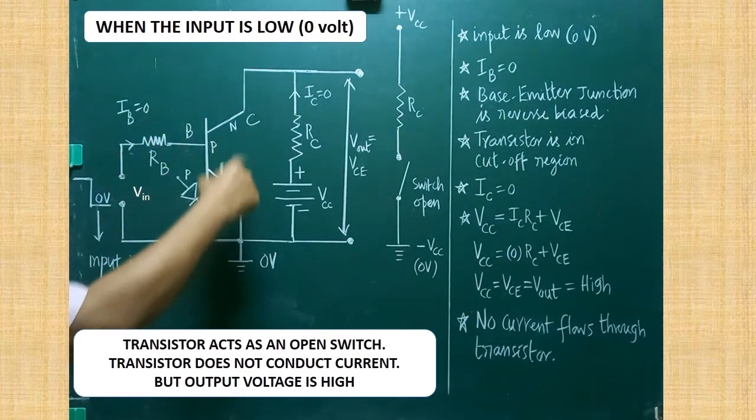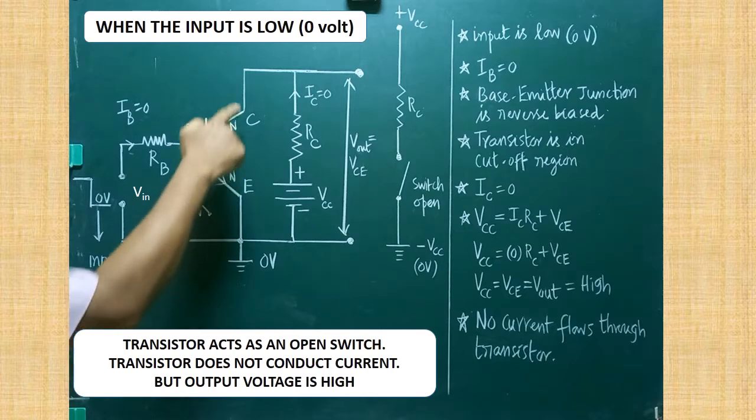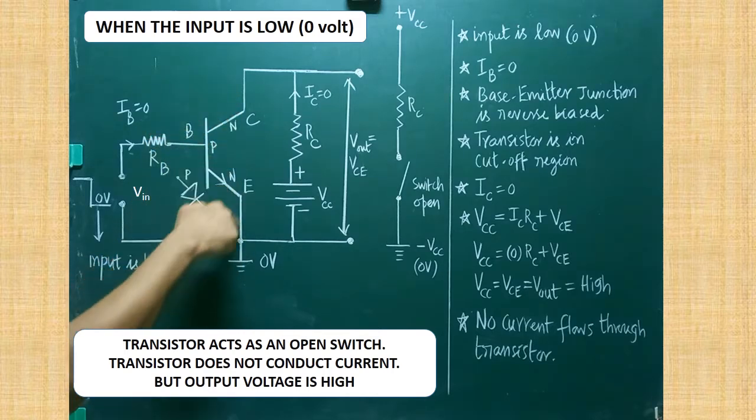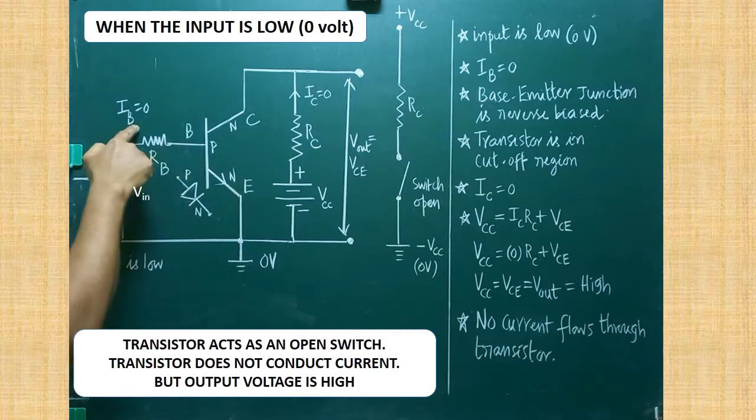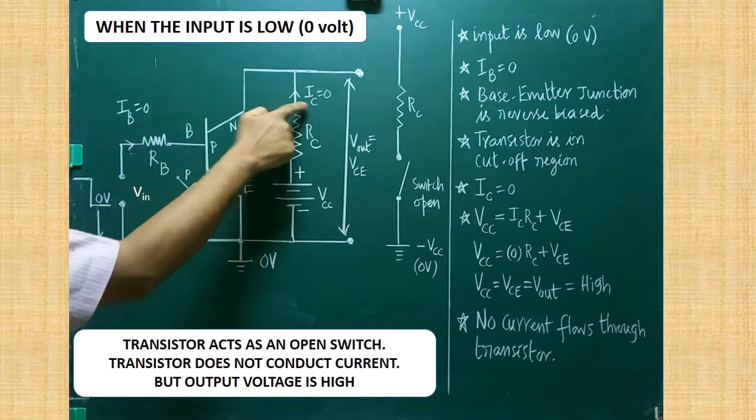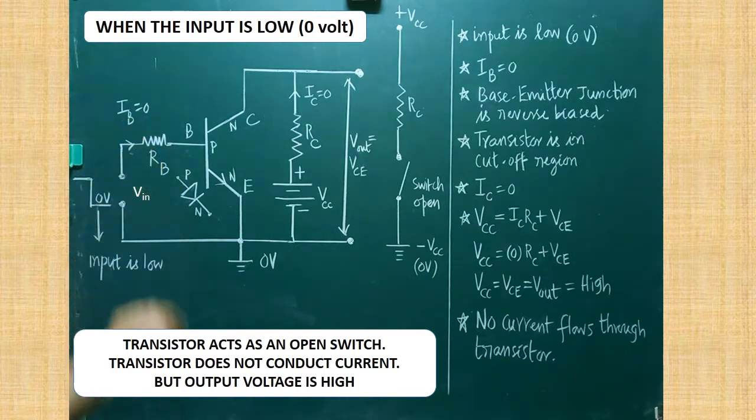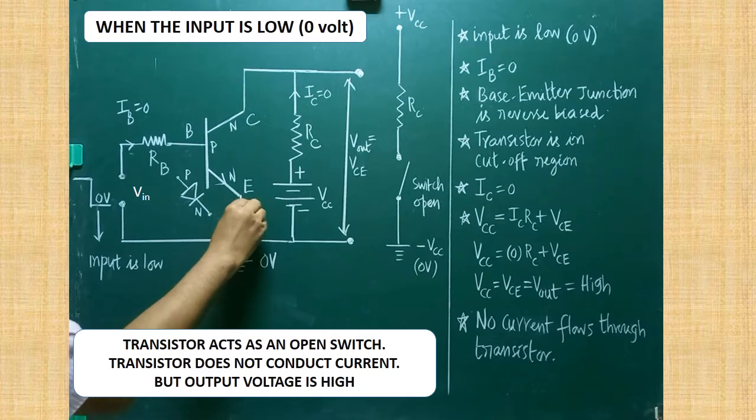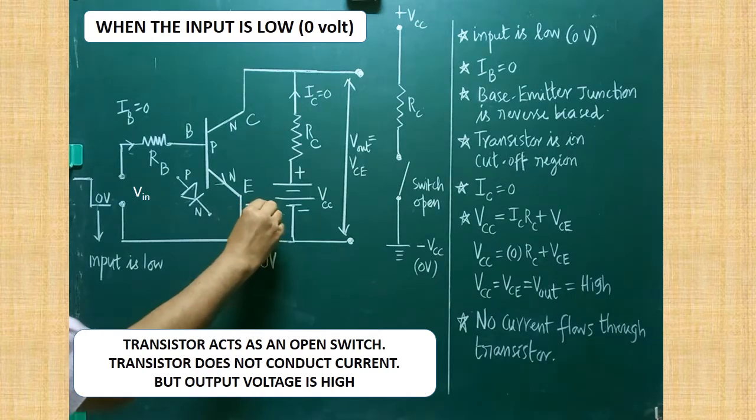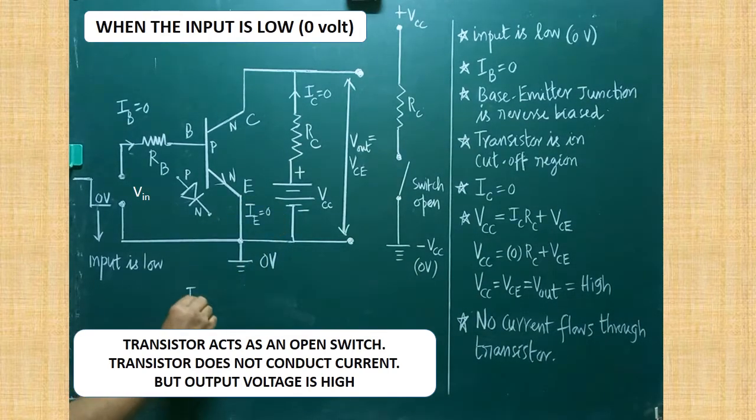There is no base current. There is no collector current. Automatically, there is no flow of current through the transistor. Are you clear? Emitter current is the sum of base current and collector current. Both currents are absent. Base current is 0, collector current is also 0. There won't be any emitter current. So IE is also equal to 0, because IE is the sum of which two? IB plus IC. Here both are 0. Therefore, we can say the emitter current is also 0.